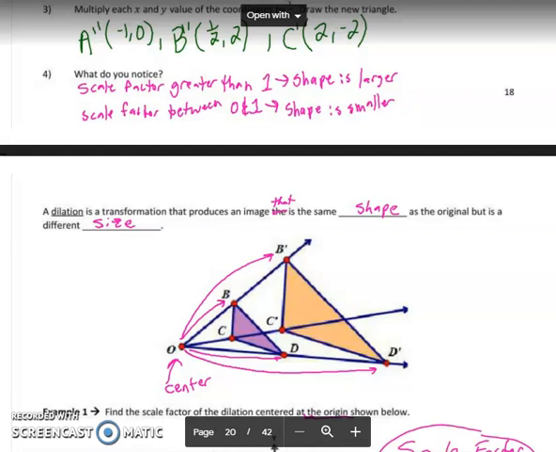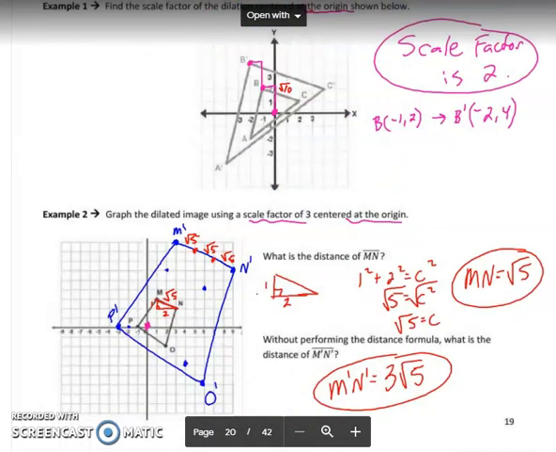All right, so let's scroll down here a little bit more, and we'll look at these two examples. It says find the scale factor of the dilation centered at the origin below. So if I think about this, in purple here, we went up 2 and left 1, and I went up 2 and left 1 again, and that was to get to B prime. So to get to B, I had to go up 2 and left 1, and then I had to do it again, so the scale factor would be 2. It's one way in which you could do it.